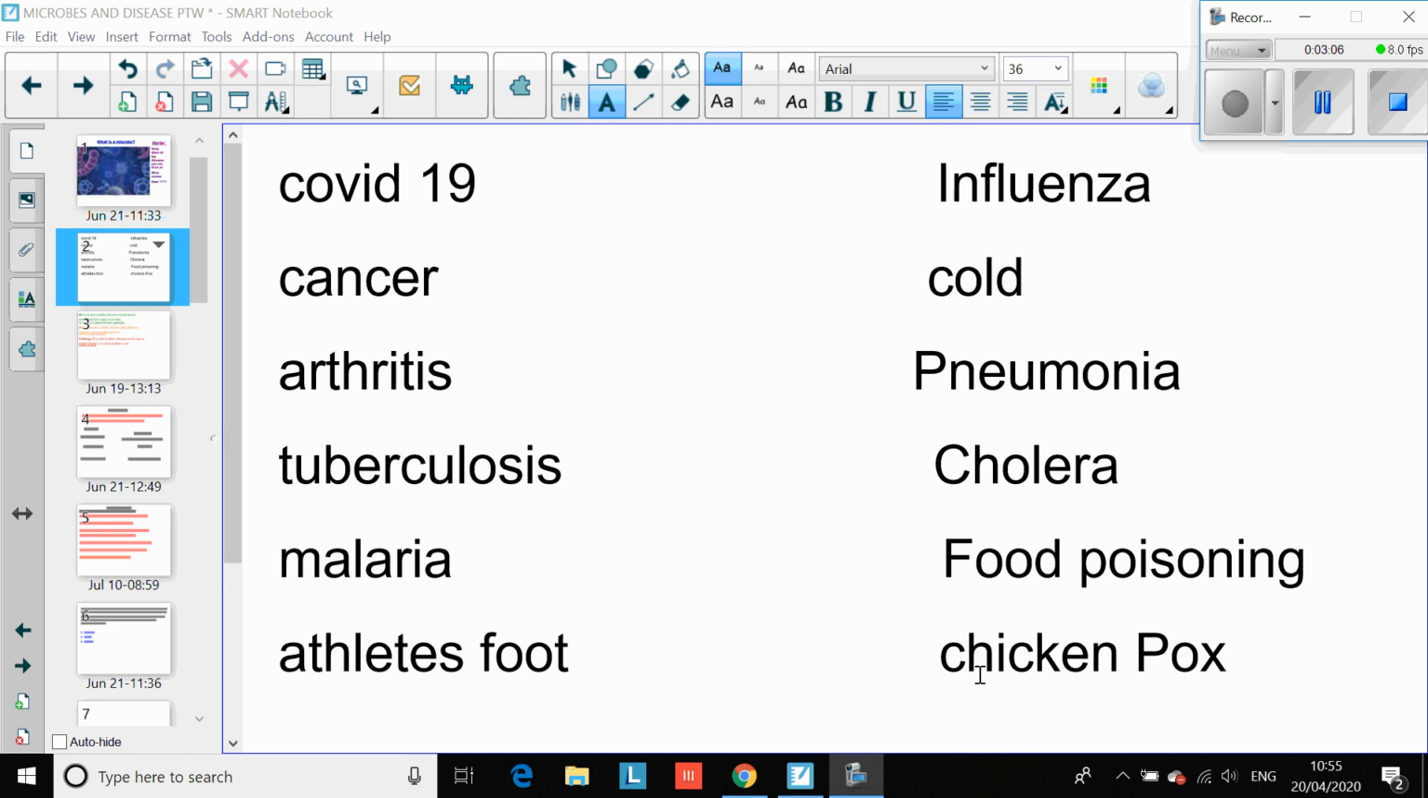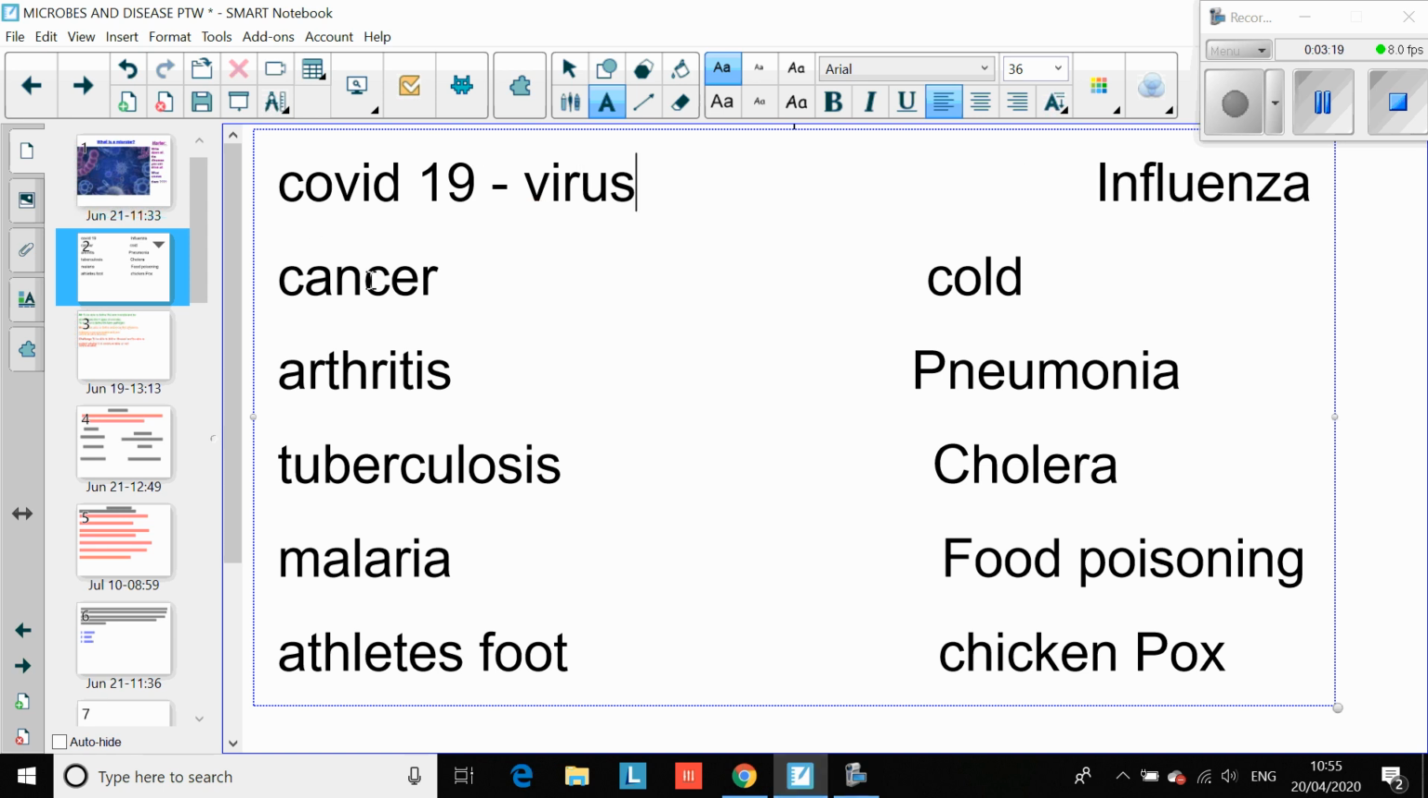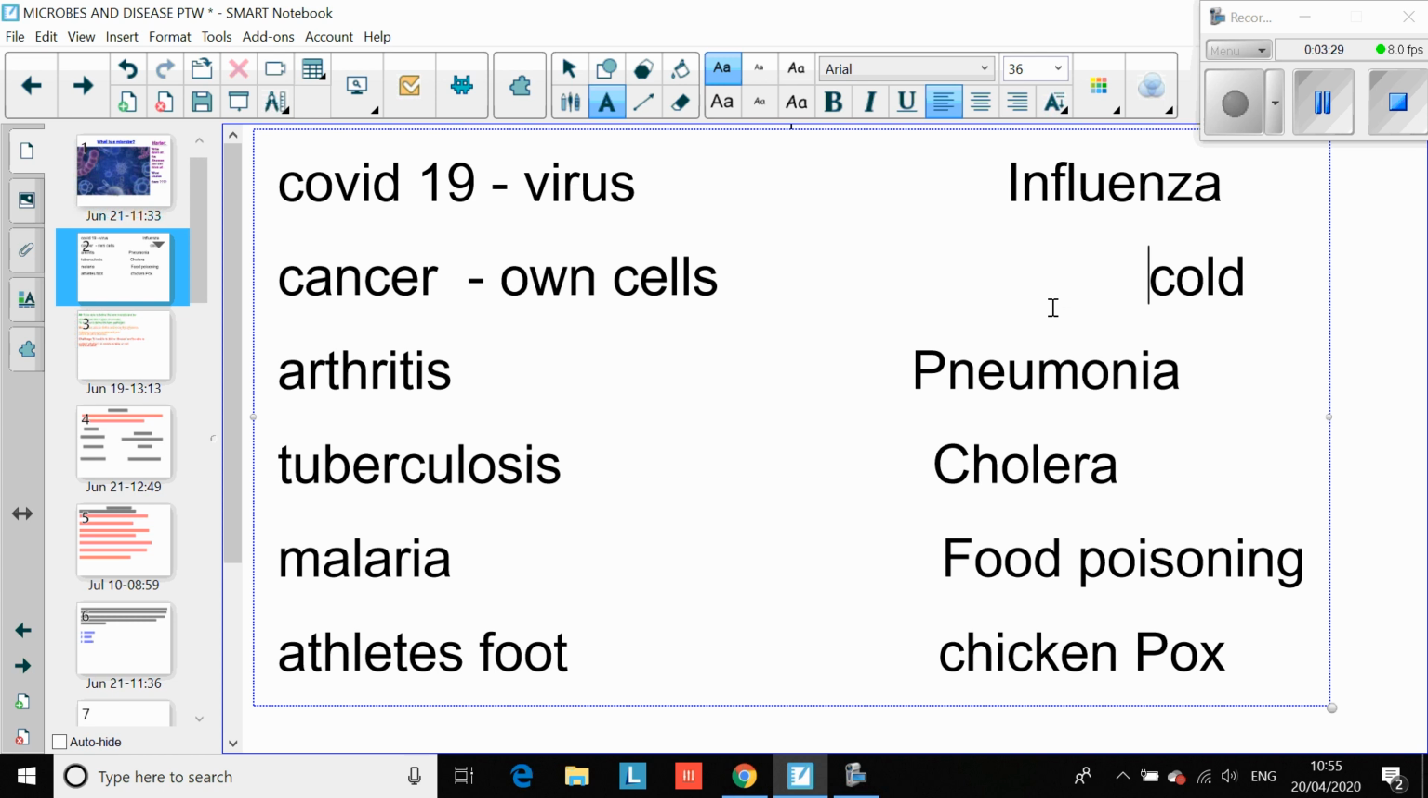They're non-communicable. So what I'd like you to do, very quickly, if you didn't get these examples, is write them down and write down what causes them. So for example, COVID-19, that is a virus. Cancer, our own cells. Sorry, let me move this along. You get the idea. Okay, so just pause the tape now, please. Just write down very quickly what causes them.